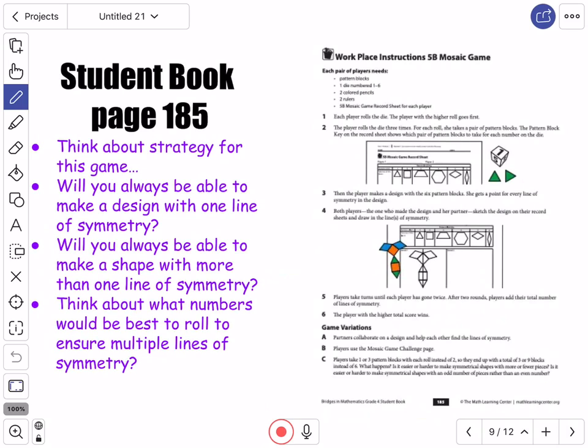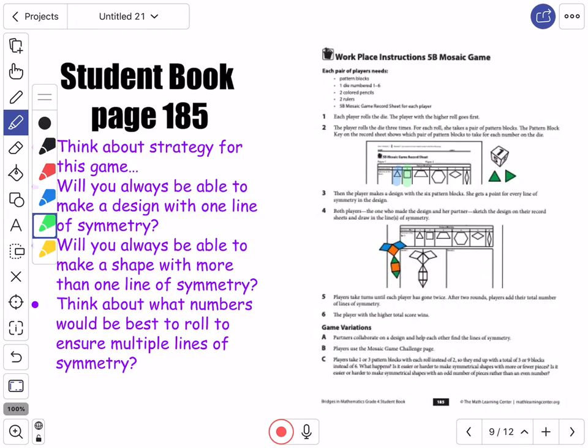The player rolls the die 3 times. For each roll, he or she takes a pair of pattern blocks, or you draw them, okay? And the pattern block key is on the record sheet. So it shows which pair of pattern blocks to take for each number on the die.